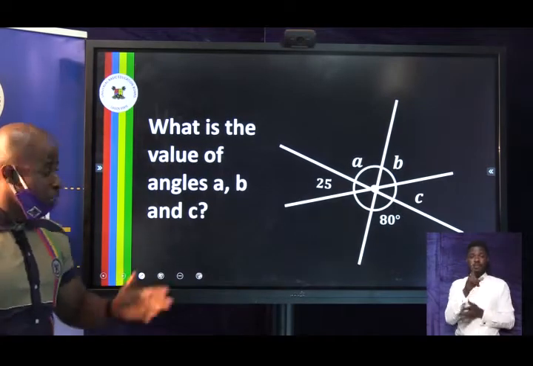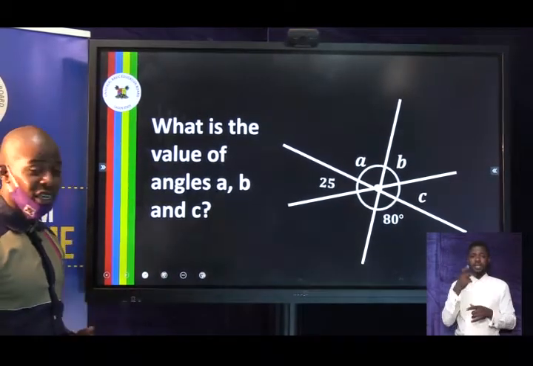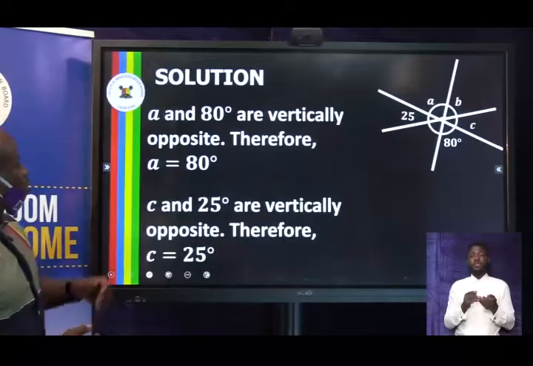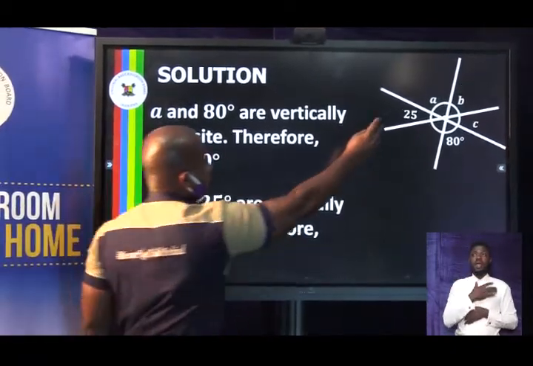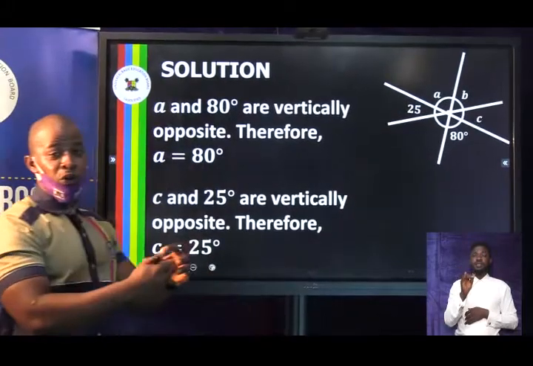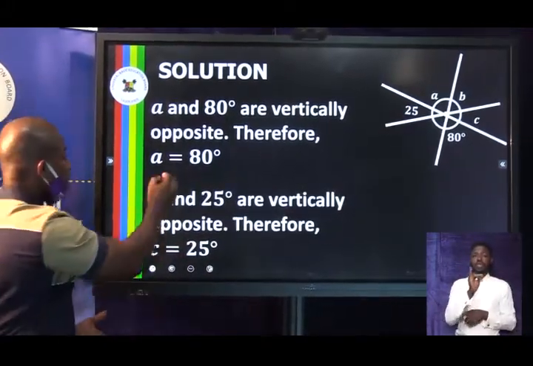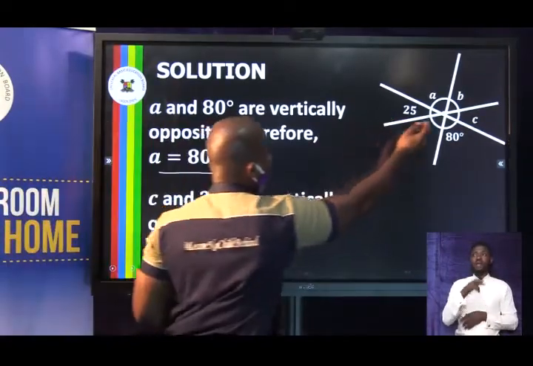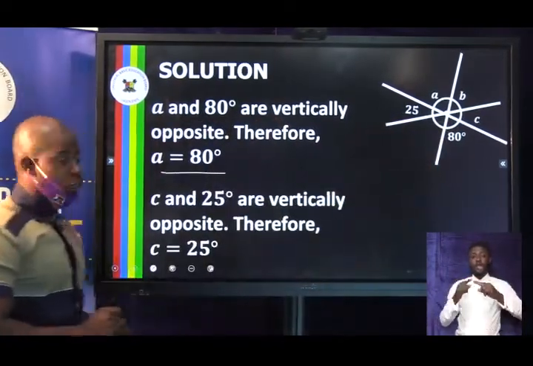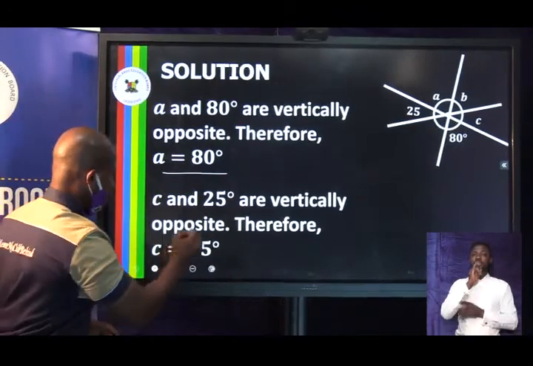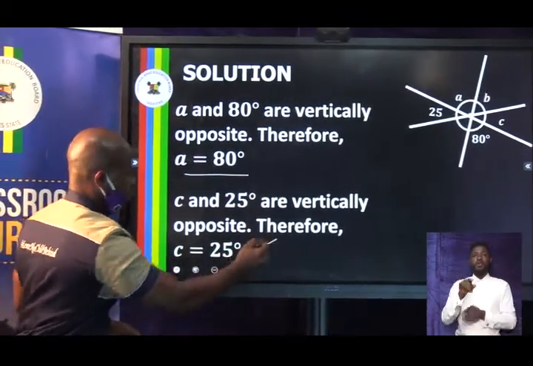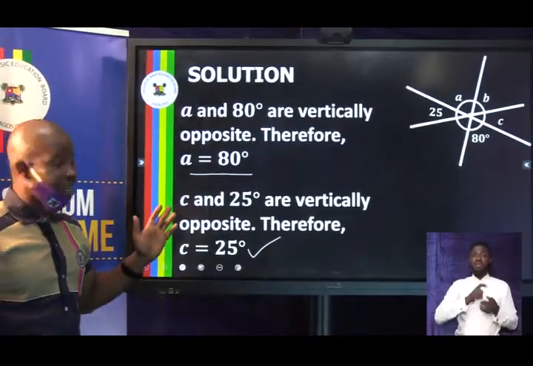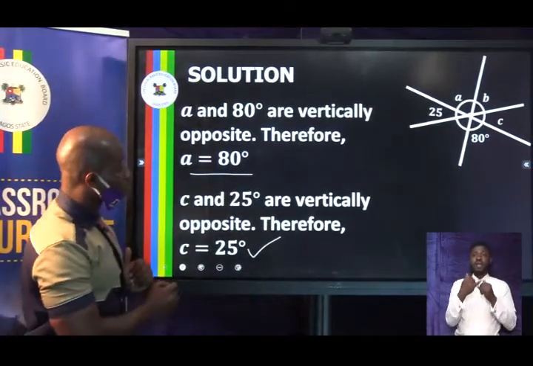Eyes on me. I believe you've gotten your answer by now. Let's just see how it's going to be done. So now, easy to see that A and 80 are vertically opposite, and that means that they are equal. So A is equal to 80. Also easy to see is the fact that C and 25 are vertically opposite each other, and that means that C is 25. So you've gotten those two already. You've gotten 2 out of 3 without even calculating anything. So let's see how the last one is going to be gotten.